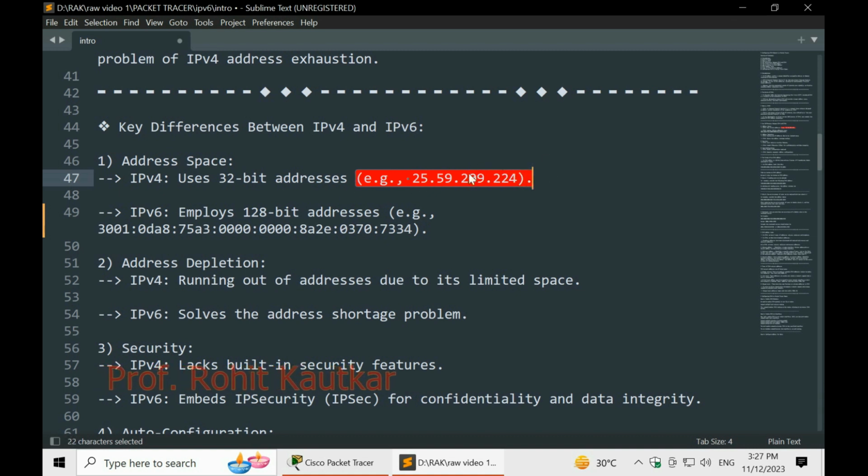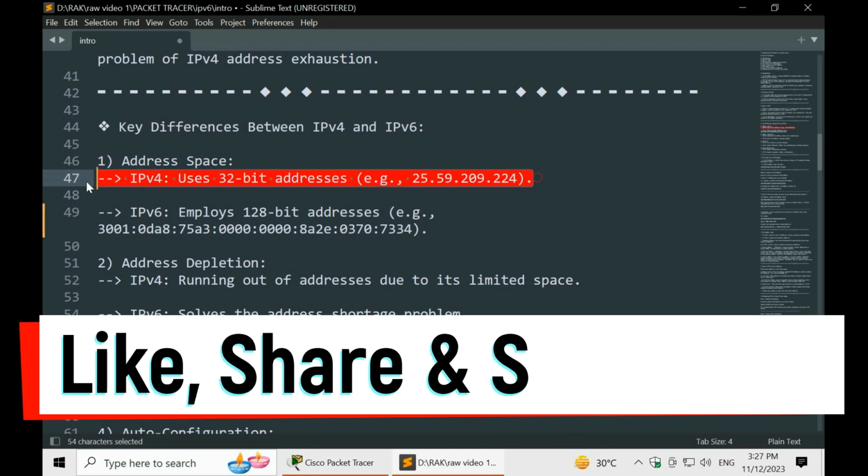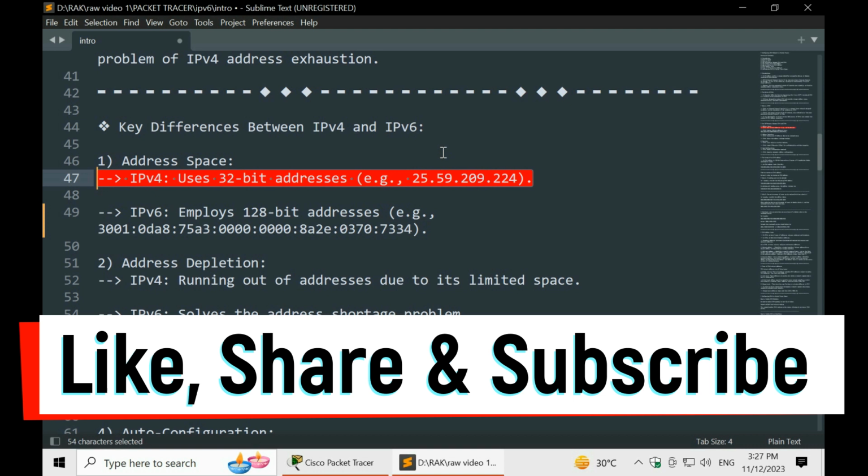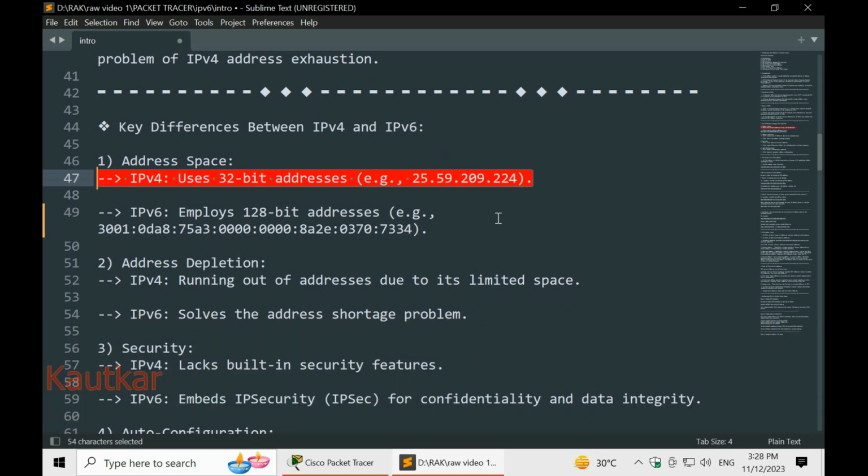So here is the example of an IPv4 address we have given. There are 4 groups of digits separated by dots, you can see. Every group can take a value between 0 to 255. Likewise, we can present the address. In the case of IPv4, there are different classes of IP address like class A, B, C, D, E.